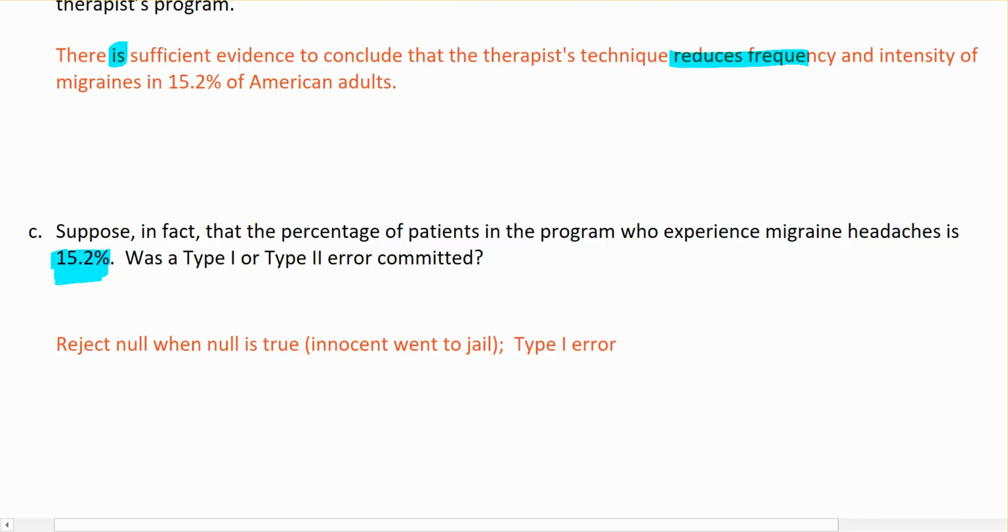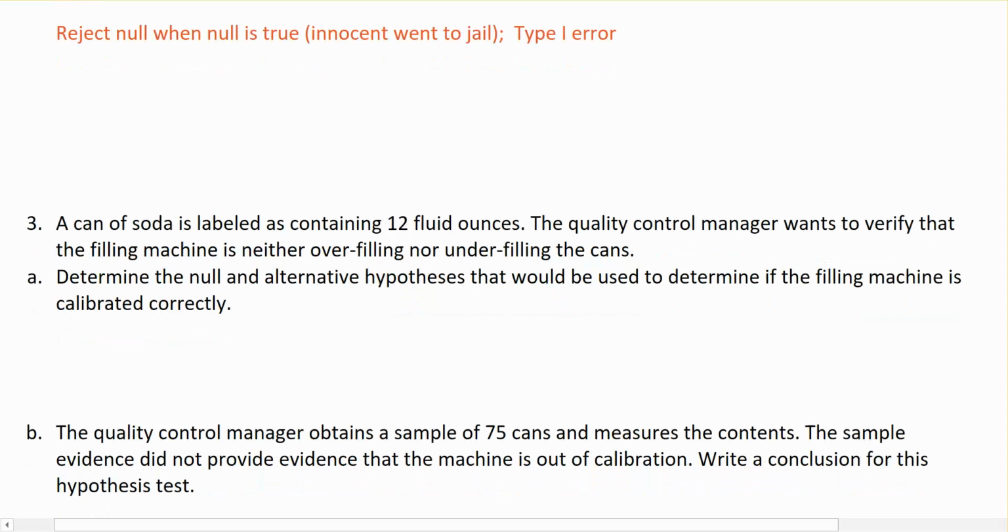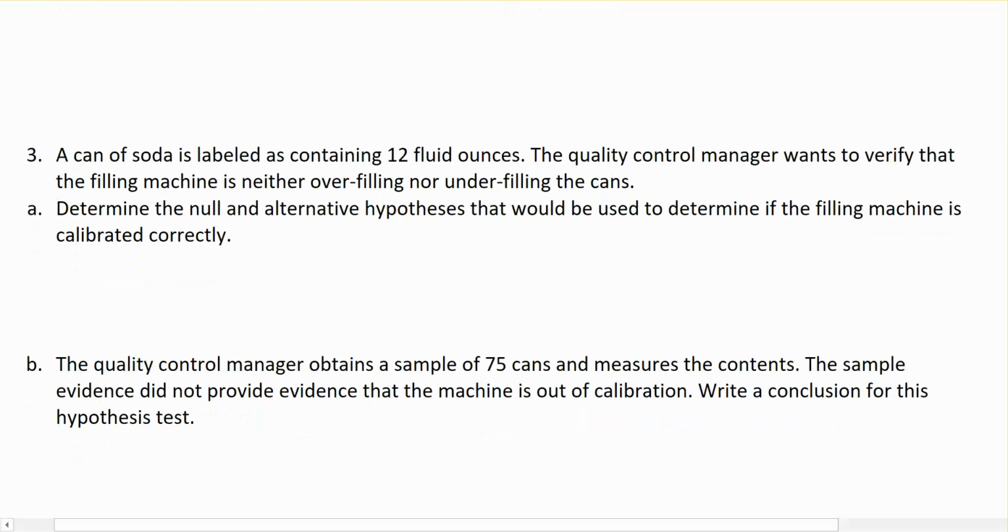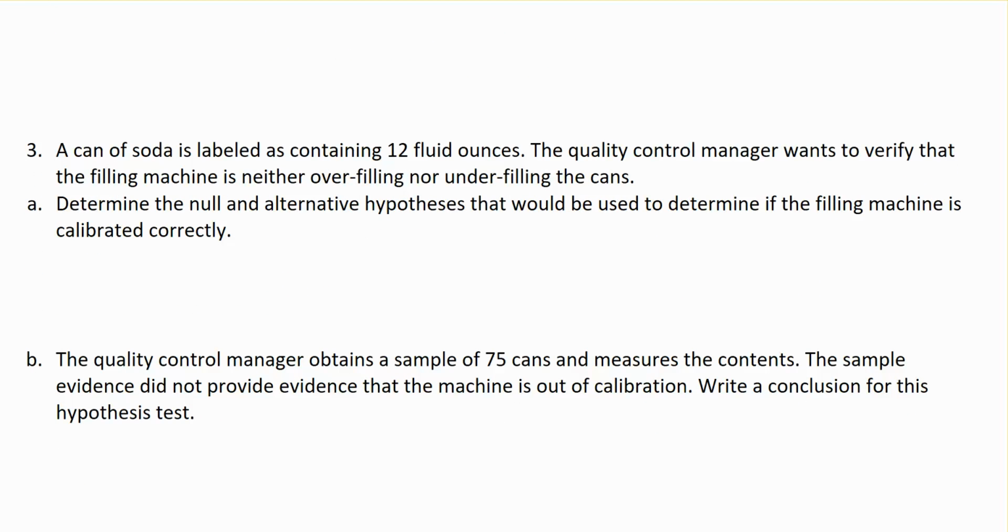All right, let's look at the next problem that we had here on our papers. It said that a can of soda is labeled as containing 12 fluid ounces, and a quality control manager wants to verify that the filling machine is neither over or under filling the cans. So we're going to come up with the statement for the null and the alternative.